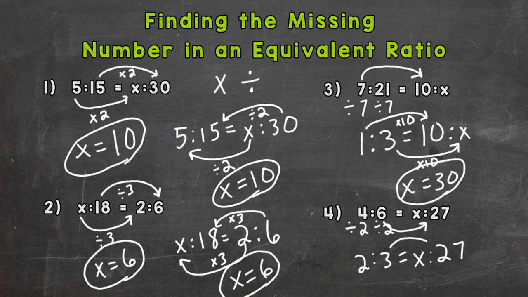So how do we get 3 to equal 27? Well, we multiply it by 9. We do the same thing to our 2 to give us that x. So 2 times 9 equals 18. So x is going to equal 18. So there you have it. There's how you find the missing number in an equivalent ratio.